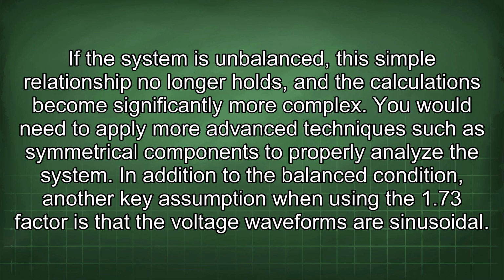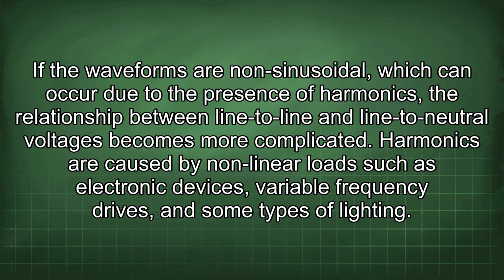If the system is unbalanced, this simple relationship no longer holds, and the calculations become significantly more complex. You would need to apply more advanced techniques such as symmetrical components to properly analyze the system. In addition to the balance condition, another key assumption when using the 1.73 factor is that the voltage waveforms are sinusoidal. If the waveforms are non-sinusoidal, which can occur due to the presence of harmonics, the relationship between line-to-line and line-to-neutral voltages becomes more complicated.